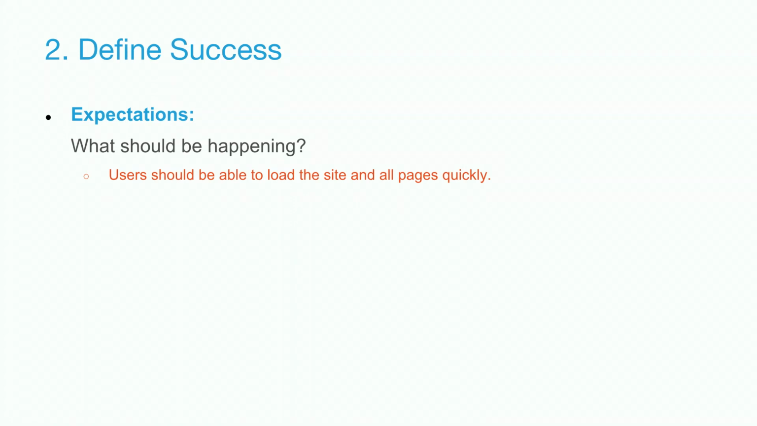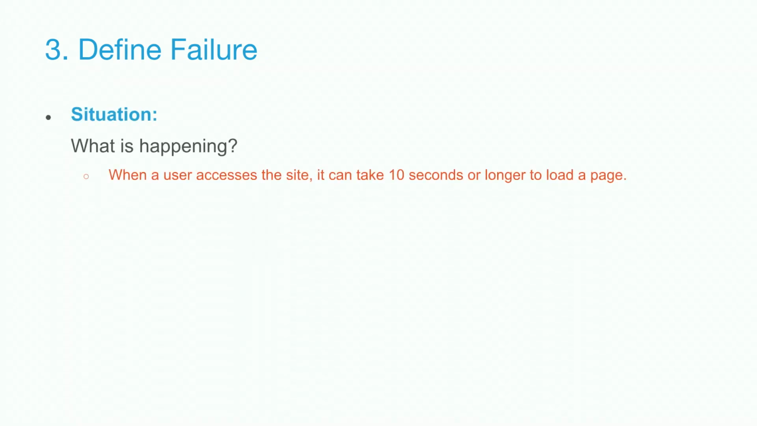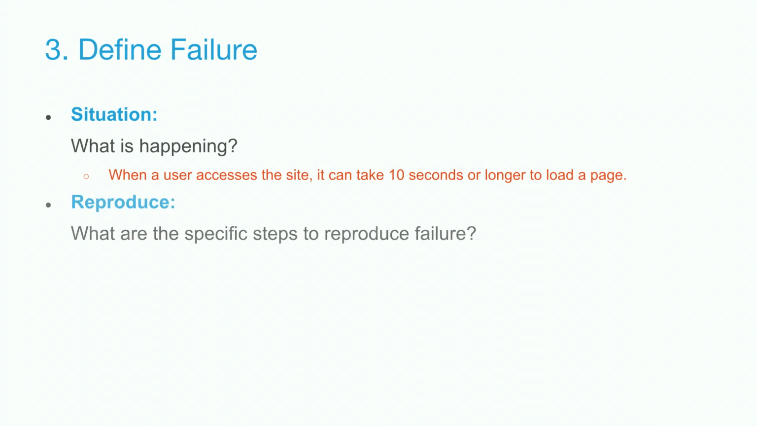Even that's a little bit vague. We want to try to narrow that down. What does quickly mean? Is it 10 seconds? Is it a second? As clear as possible is always good. And we define failure, which would be the opposite of our success, in this case the opposite of quickly. In this case, we're just giving the example that it takes 10 seconds to load a page, which can be very upsetting to users. So how do we reproduce?